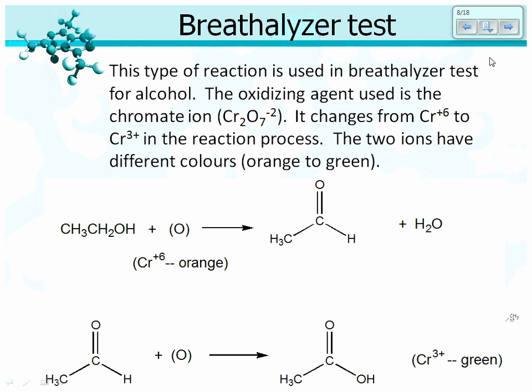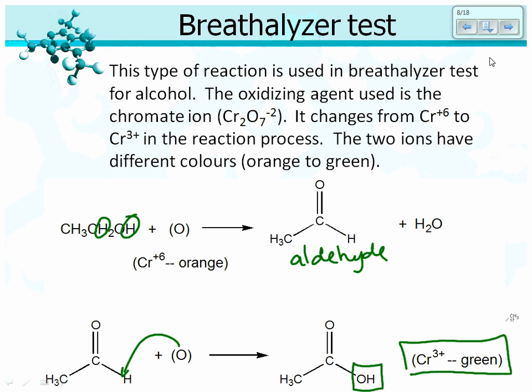So again, we've got an oxidizing agent. We're going to remove 2 of the H's to get your aldehyde. And then again, if it gets oxidized again, you're going to add in that oxygen here so that it ends up making an OH group there to make your carboxyl group. And if that's the case, then your chromium ion ends up being green.